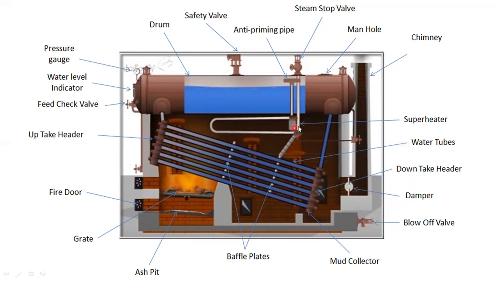This is the superheater. This is the chimney, to release the exhaust gases into the atmosphere. This one is the manhole. This is the anti-priming pipe. This is the steam stop valve. This is the safety valve. Okay, these are the different mountings and accessories which are present in the Babcock and Wilcox boiler.